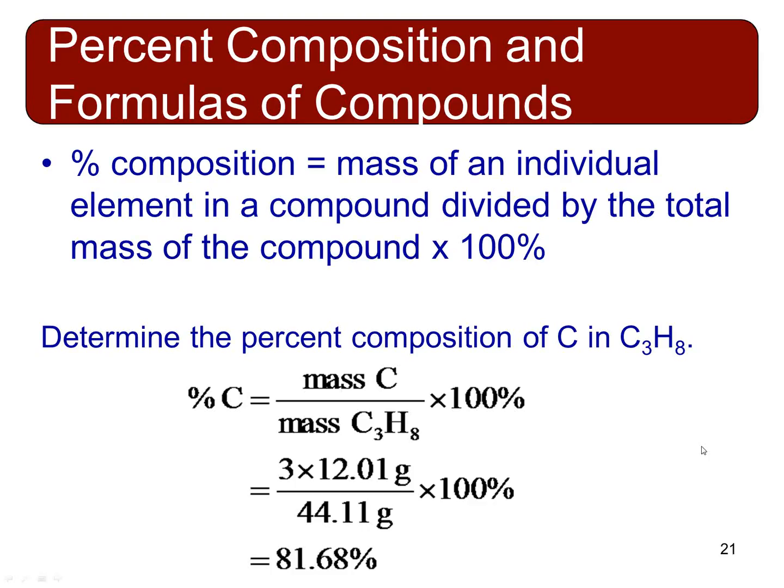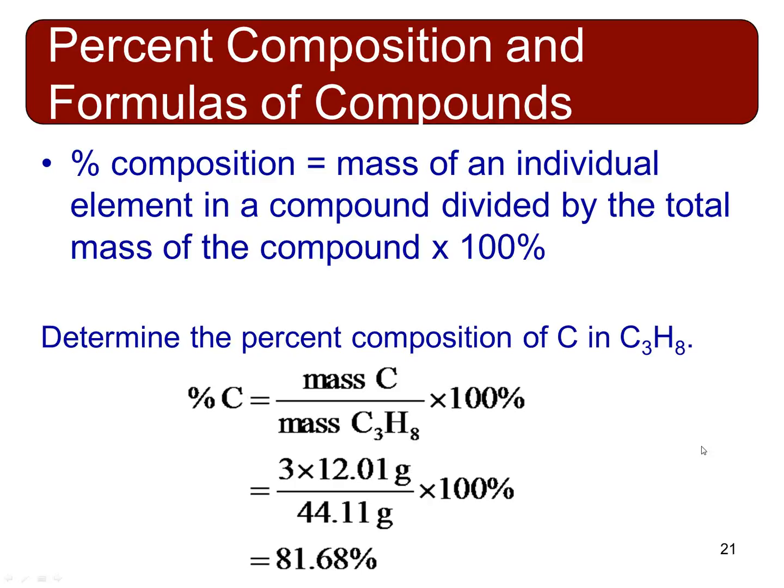So you want to find out what percentage of this compound is carbon, or what percentage of this compound is hydrogen. If you're looking for the percent composition of carbon, you're going to take the mass of carbon, and here we have 3 carbons, right? So we have to take into account all 3. So we have 3 times 12.01, which is our atomic weight for carbon, and then we divide it by the total mass of the compound.